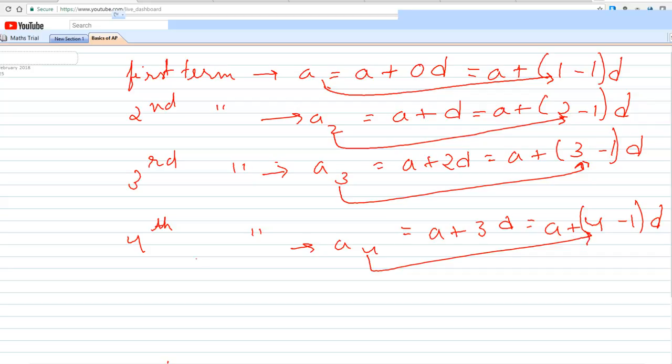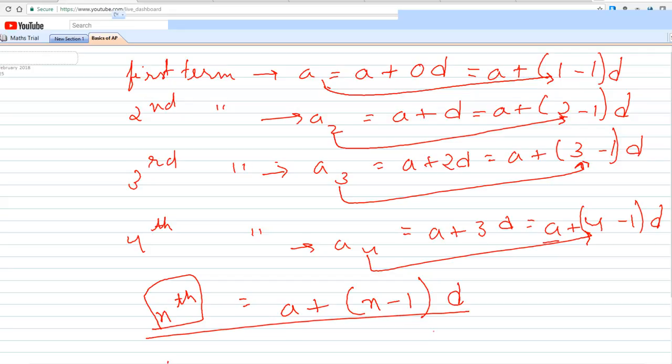Now, if you think about it, what that means is that for a term at the nth position, I was able to represent it as A plus the position of the term minus 1 into D. A1 was written as A plus 1 minus 1 into D. A2 was written as A plus 2 minus 1 into D. A3 was written as A plus 3 minus 1 into D. Similarly, A4 was written as A plus 4 minus 1 into D. If I generalize it, let's say the position of the term be N, I can write it as A plus N minus 1 into D. This becomes the formula of the nth term, which is represented as An or Tn.